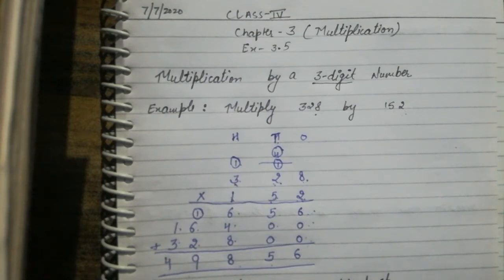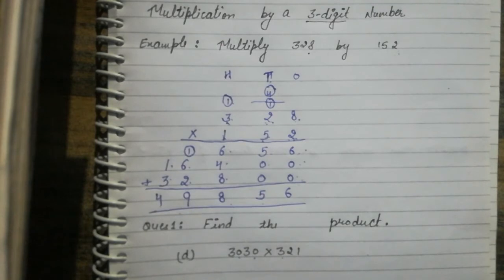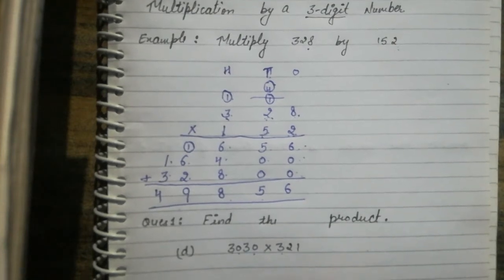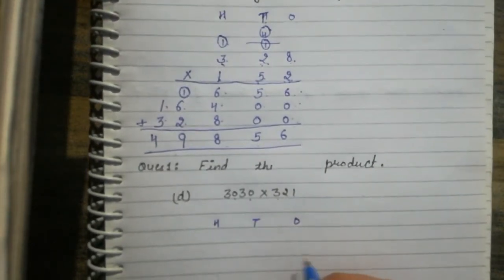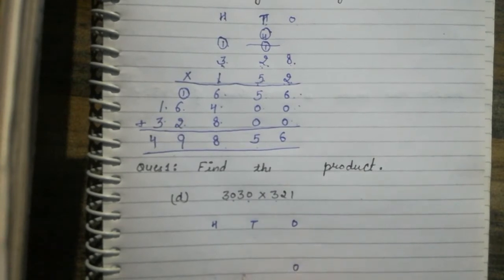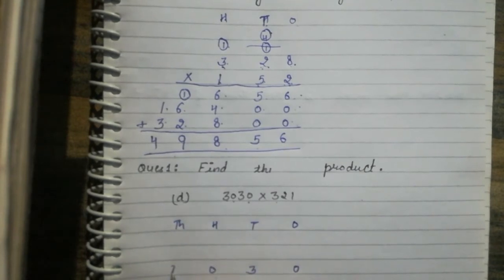Now start the exercise question. We will do the first question, D part. In the first question we have to find the product. In D part, 3030 is to be multiplied by 321. So we will follow the same process. First of all we will write these numbers according to their place values. 3030 will be written as 0 ones, 3 tens, 0 hundreds and 3 thousands.